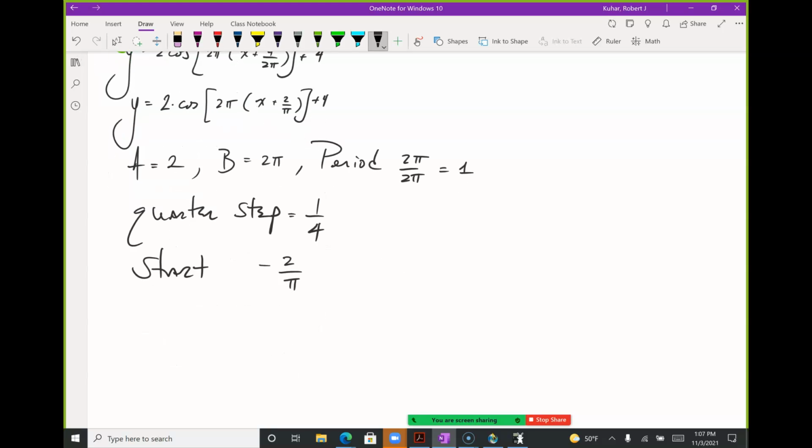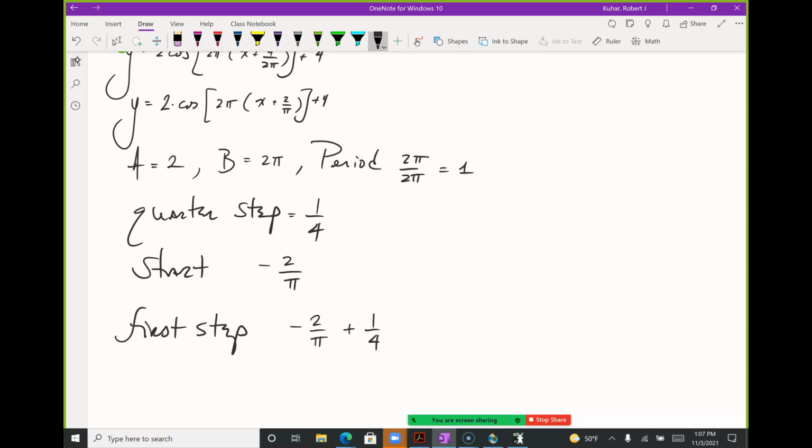So this is where the numbers start to get hideous. 2 over pi is about what? What decimal? 0.6 something? 2 divided by pi. It's 0.64, maybe, right? So pretty nasty. But let's look at our first step. I'm going to give you one that's nice. Our first step is negative 2 over pi plus 1/4.